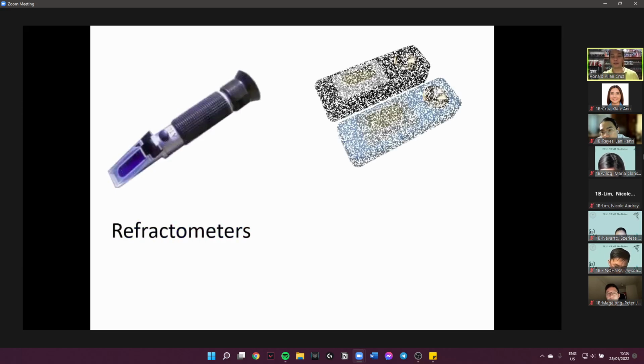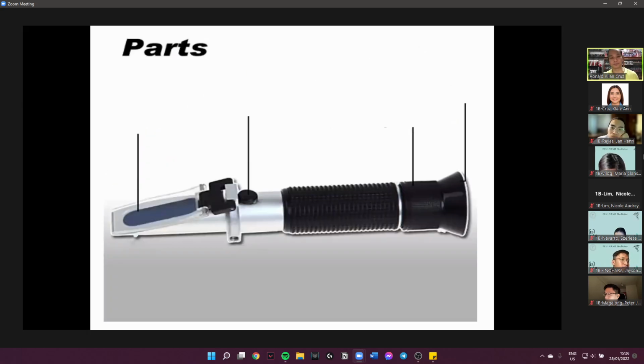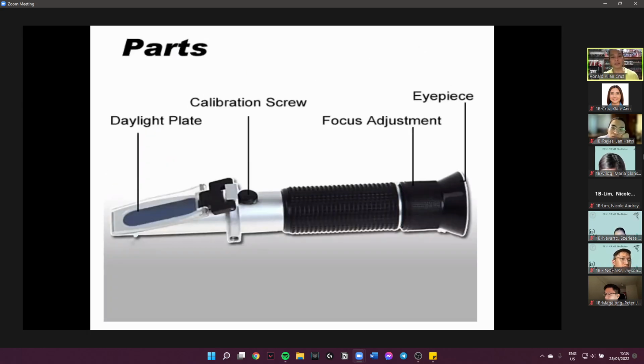So this is your refractometer. Some are digital, like this one. Refractometers will also determine your specific gravity. You could place your urine specimen here or there, and then the device will show you the specific gravity of your specimen. So these are the parts of your refractometer. You take note of that. Pwedeng itanong yan sa exam, yung mga parts.